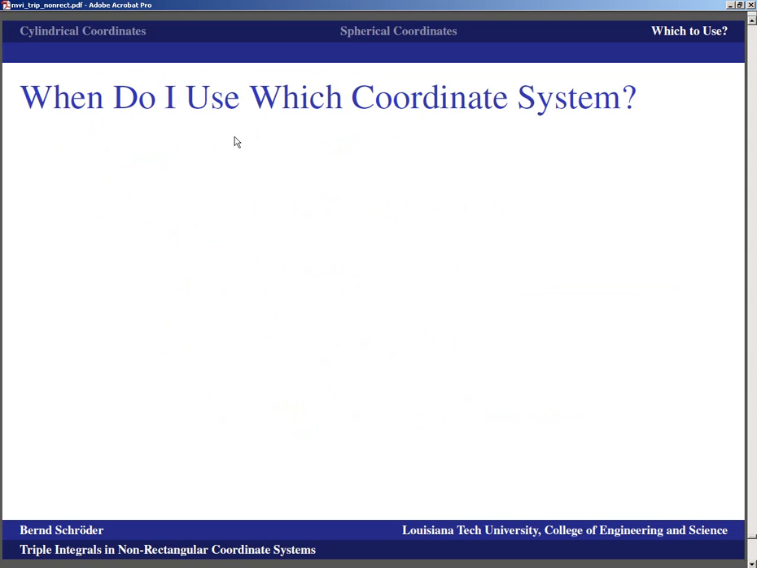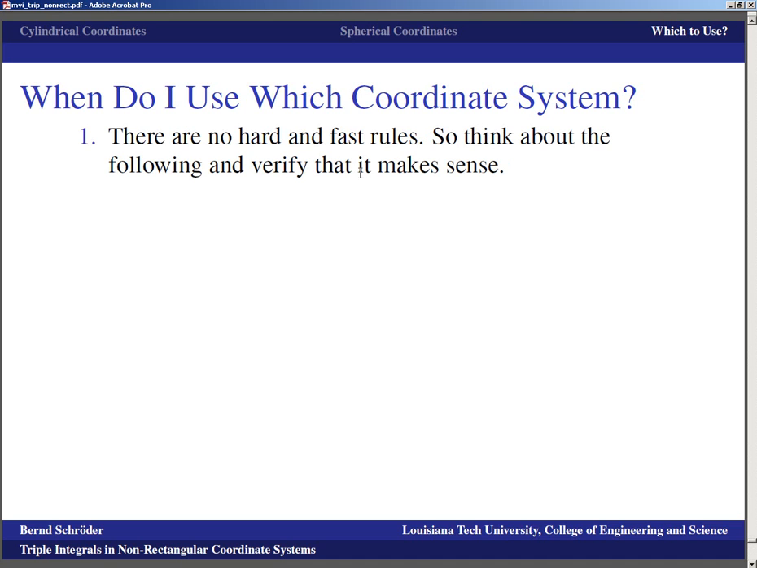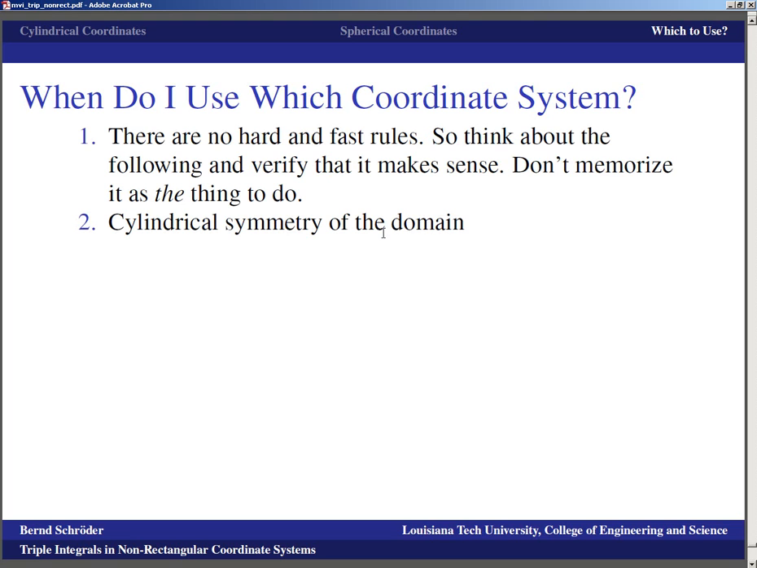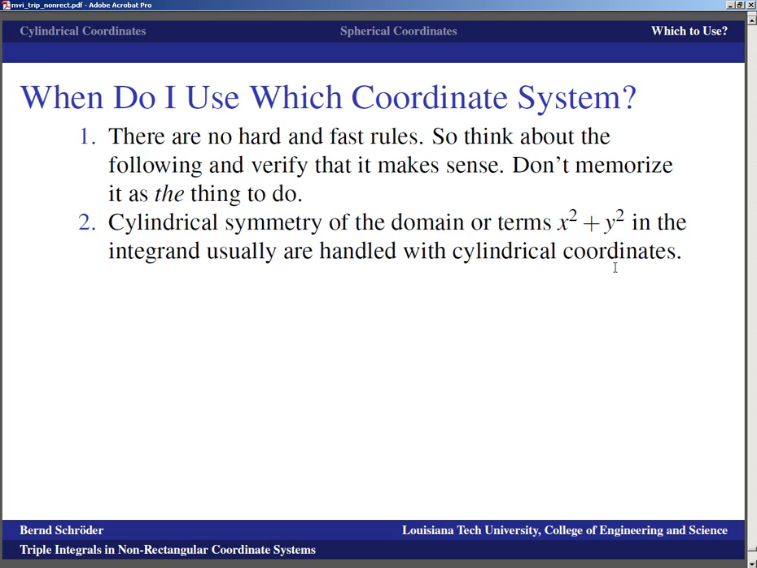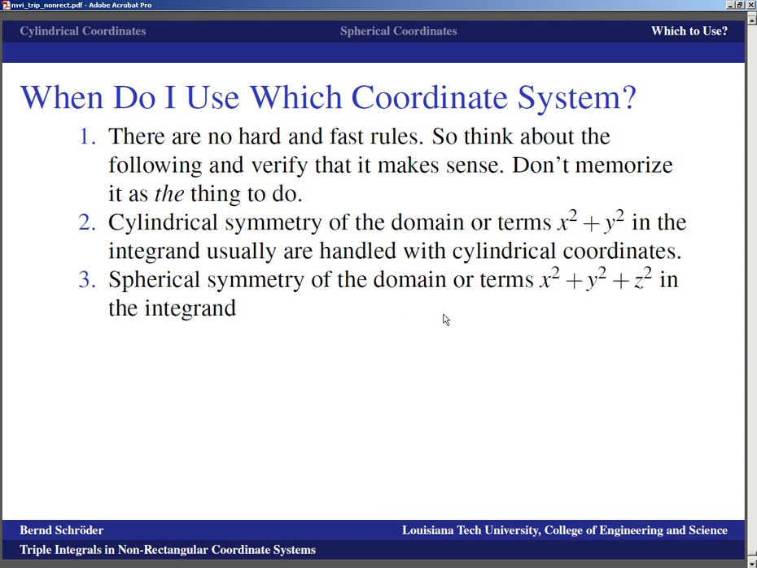And finally, the typical question is, whenever you are faced with something that has curved boundaries, when do I use which coordinate system? There really are no hard and fast rules. What you want to do is think about the following and verify that it makes sense. Don't memorize it as the thing to do, even though it's a good idea to check this first. Namely, when you've got cylindrical symmetry of the domain, or terms x squared plus y squared in the integrand, that is typically handled with cylindrical coordinates, whereas when you've got spherical symmetry of the domain, or terms x squared plus y squared plus z squared in the integrand, that is usually handled with spherical coordinates.